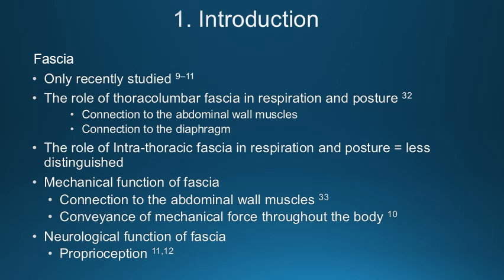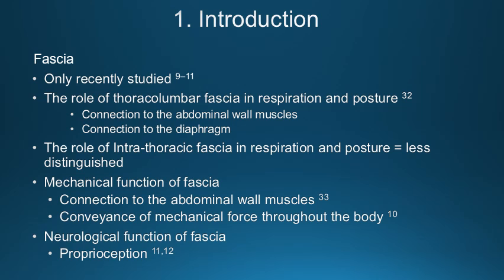Fascia have only been studied recently. The thoracolumbar fascia does influence posture and pulmonary functions by means of the abdominal wall muscles and its connection to the diaphragm. The function of the intrathoracic fascia in respiration and posture is less distinguished. However, the general morphology and functions of fascia imply a mechanical function in posture by means of its connection to the thoracic wall muscles and its ability to convey mechanical forces throughout the body.